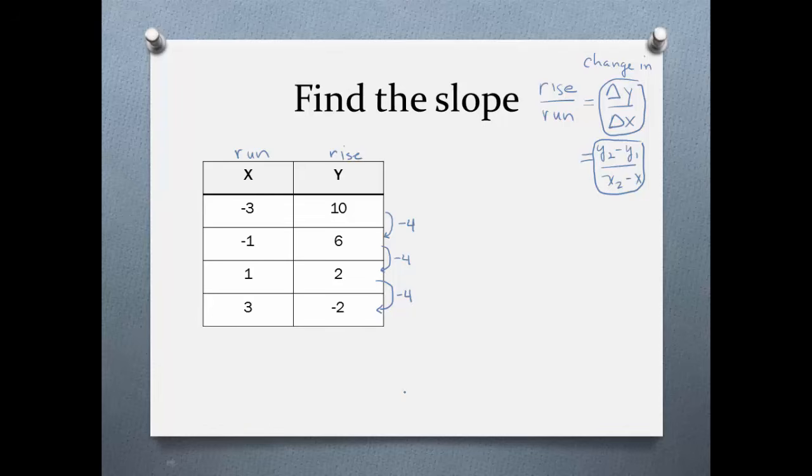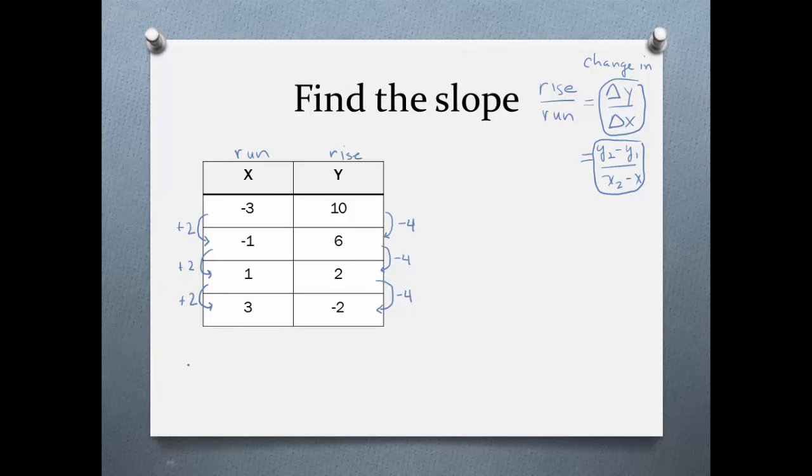And then for the run, I do the same thing. I think about a number line and I think, what do I have to do to negative 3 to get to negative 1? Well, I have to move up 2, or I have to add 2. What do I have to do to negative 1 to get to 1? Oh, I have to add 2. So in each of these cases, my run is positive 2.